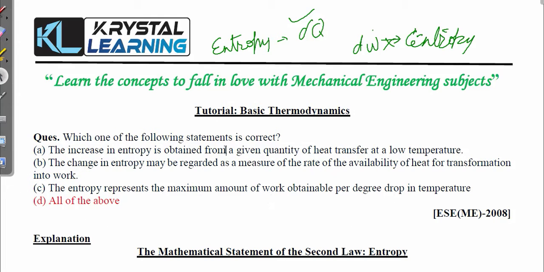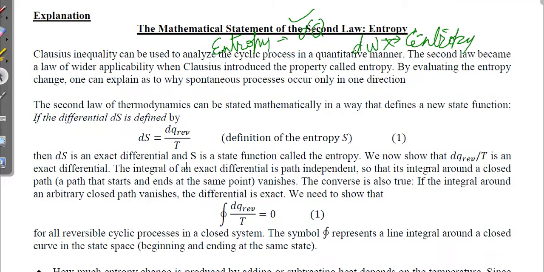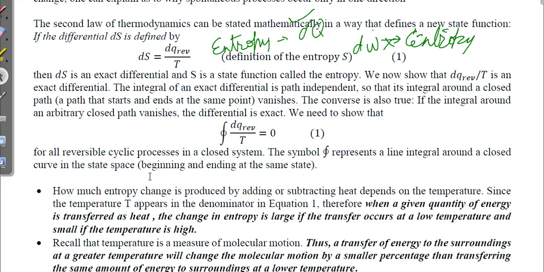Okay. So the mathematical statement of second law is given by delta S is equal to dQ by T. We all know this. Okay. So from this relation, if we ask that how much entropy is changed by adding or subtracting heat, it depends on temperature. At what temperature you are transferring heat. So since temperature T is in denominator, it is inversely proportional. Therefore, when a given quantity of energy is transferred as heat, the change in entropy is large if the transfer occurs at lower temperature. So this is self-explanatory.